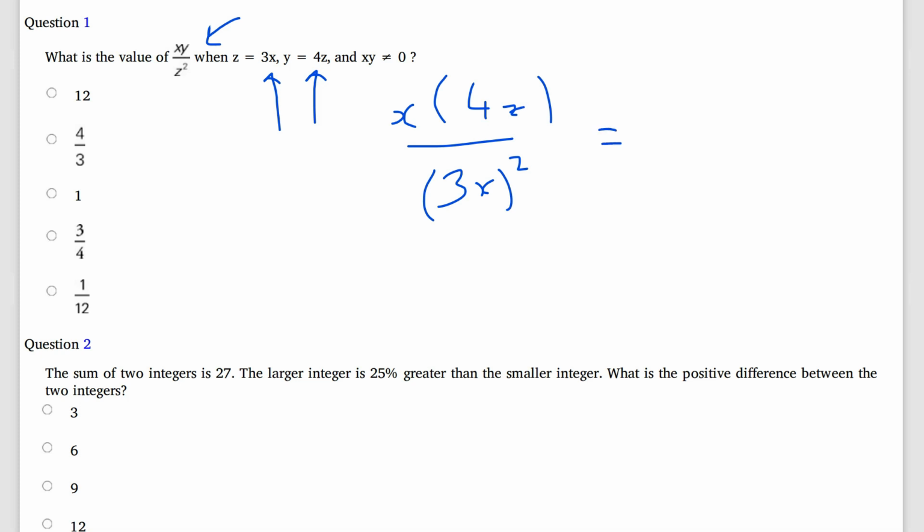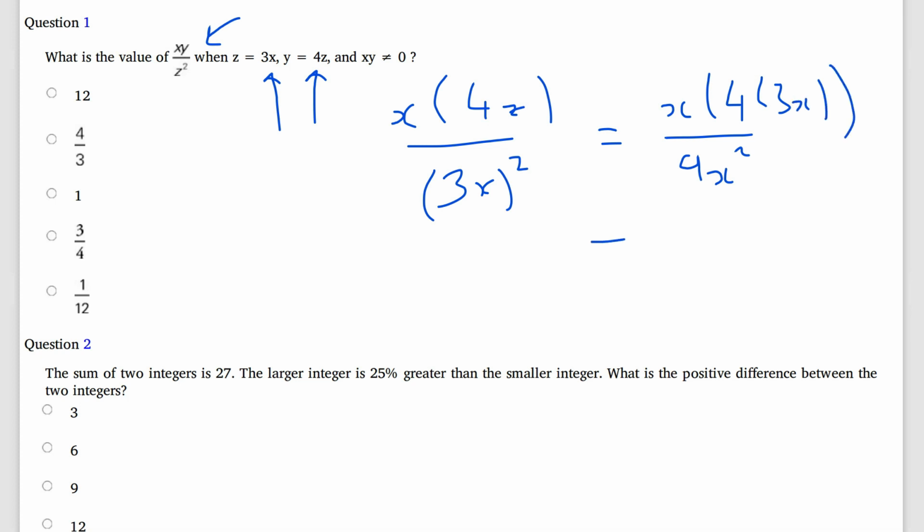Quickly working it out a little bit, the 3x squared in the denominator is 9x squared. And the z, as I promised earlier, we are now going to change into 3x, so that everything is in terms of x. How else can we actually solve this fraction and get a numerical answer unless everything cancels out? So we need everything in terms of x. So instead of writing 4z, it's now going to be 4 times 3x, because z is 3x.